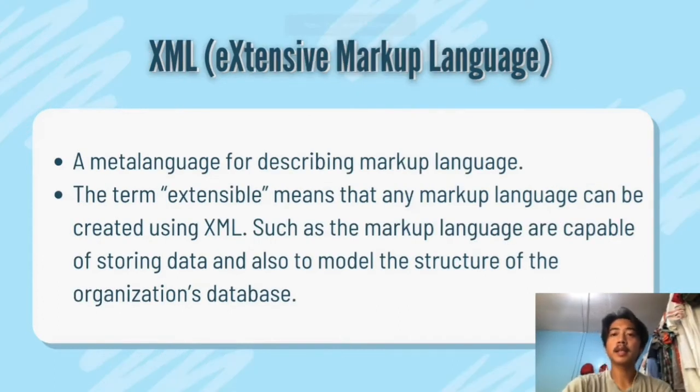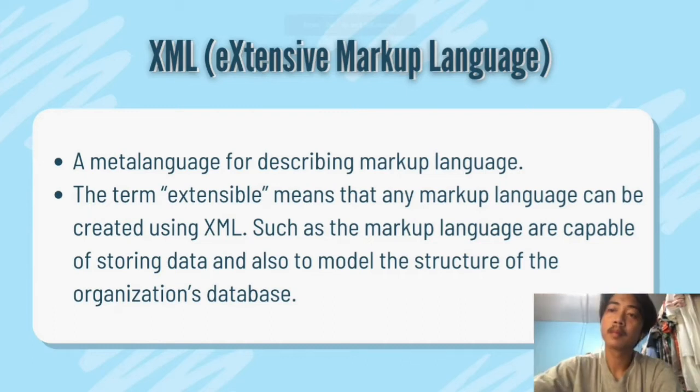Having said that, XML or Extensible Markup Language is a meta-language for describing markup languages, which basically means that XML is a language used to describe another language. The term extensible means that any markup language can be created using XML. And other languages are capable of storing data also to model the structure of organizations' databases.